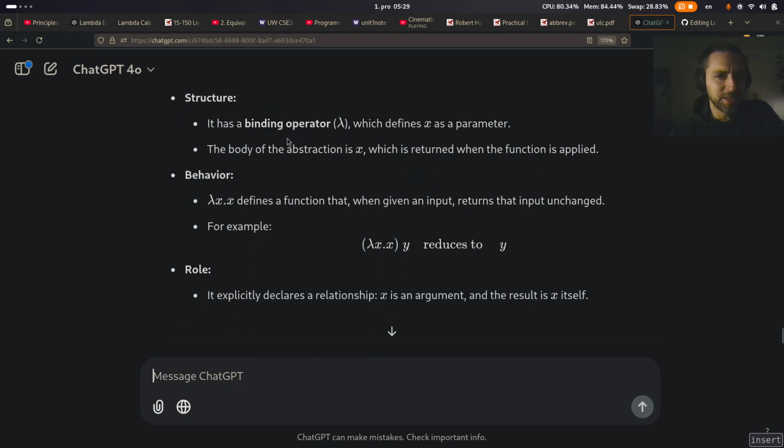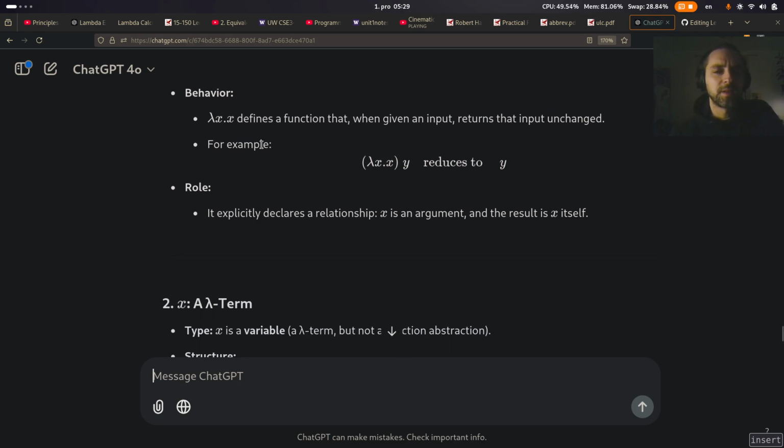It has a binding operator lambda, which defines x as a parameter. And the body of the abstraction is x, which is returned when the function is applied. Lambda x dot x defines a function that when given an input returns that input unchanged. Lambda x dot x y reduces to y.